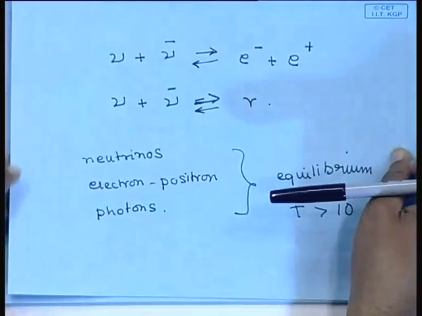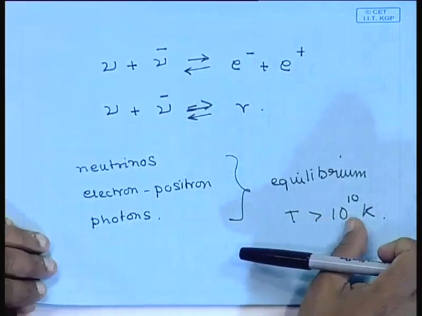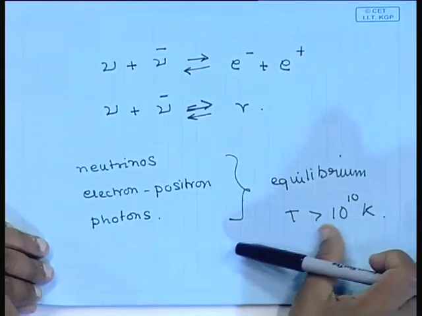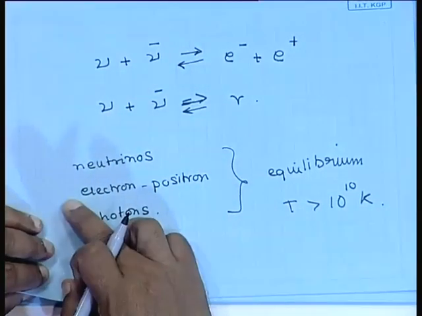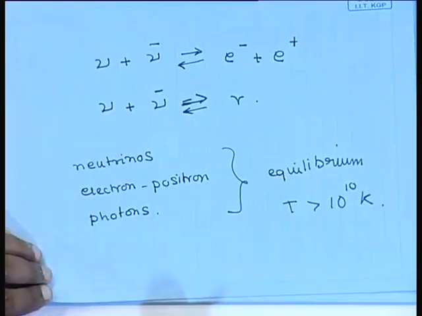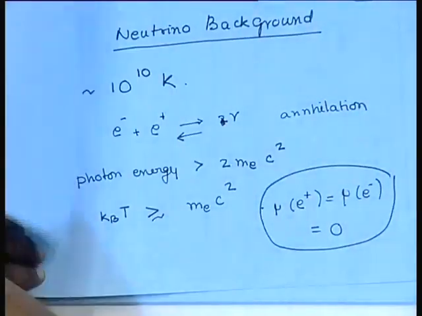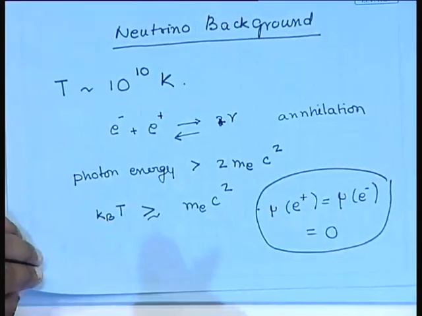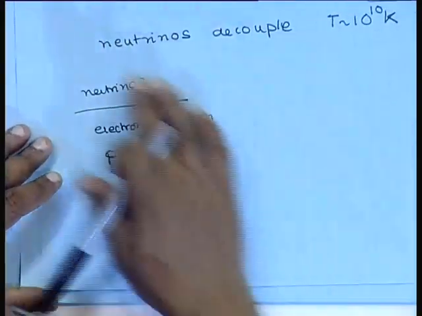Now, let us go over this step by step again. At temperatures more than 10 to the 10 Kelvin, when the universe had temperature more than 10 to the 10 Kelvin, these were all in thermal equilibrium, the temperatures of these three were the same. Okay, fine. Now, with the expansion of the universe, the neutrinos decouple.